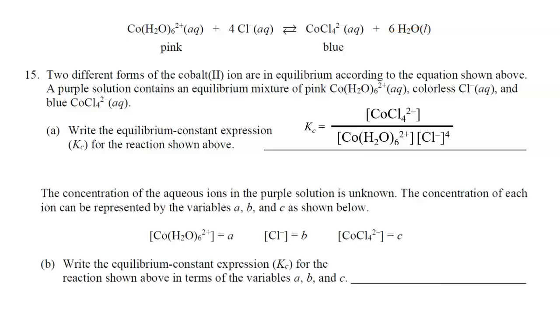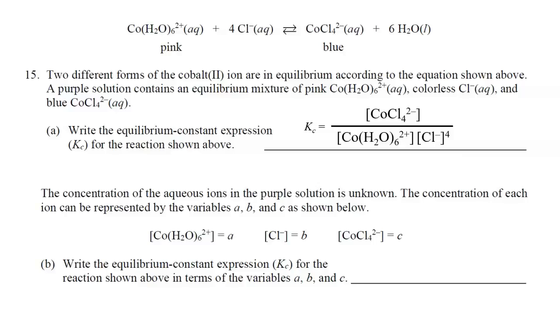Now what we're going to do is take the equilibrium constant expression that we already wrote in part A, and we're going to do a substitution using some variables. And the variables are A, B, and C. So on the top, instead of writing the concentration of the CoCl4 2- ion, we're going to write the letter C. And on the bottom, instead of writing the Co(H2O)6 2+ ion, we're going to write the letter A.